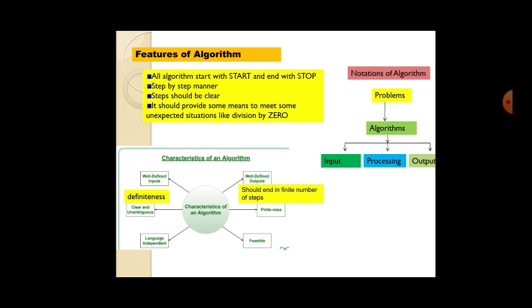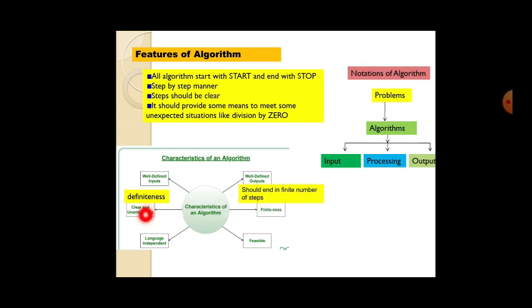Next, you can just see the characteristics of an algorithm. Well-defined inputs, well-defined outputs, then finiteness. Finiteness is nothing but it should end in a finite number of steps. It should not be lengthy steps. You should make the problem as small as possible.